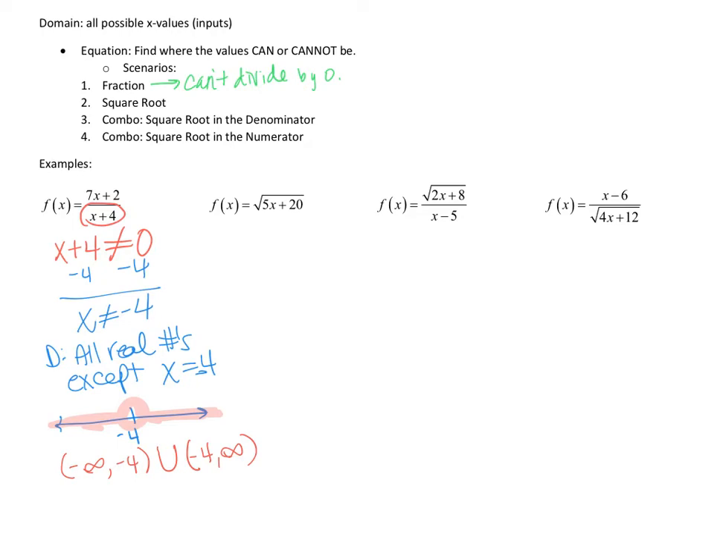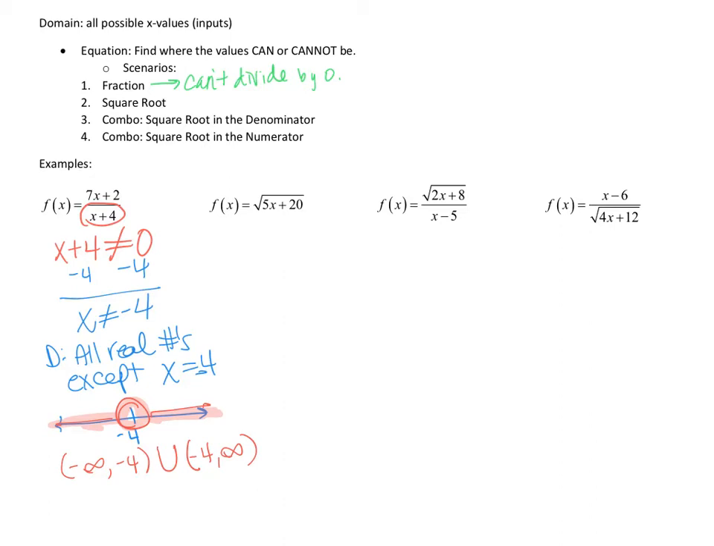Remember, a union means I'm taking 2 pieces and putting them together, like I took these 2 shaded pieces. And the parentheses, because remember, we actually cannot be negative 4. All right, so that's how it would look if we were writing it as an interval.